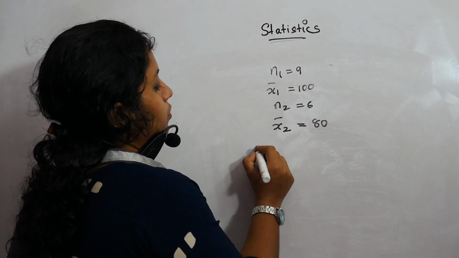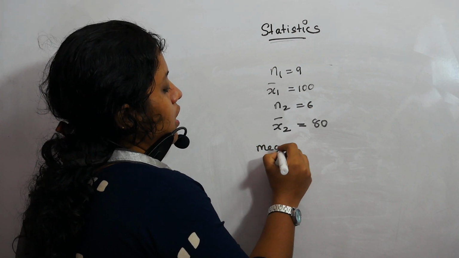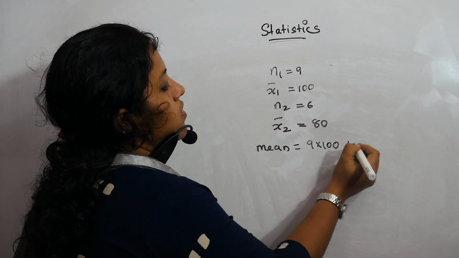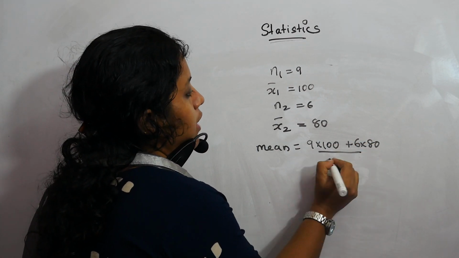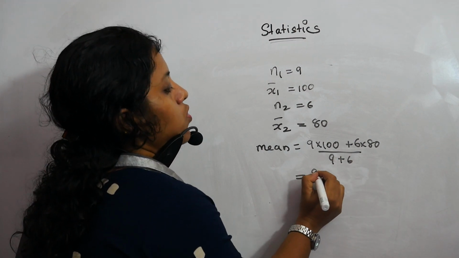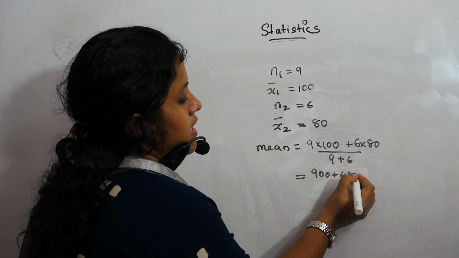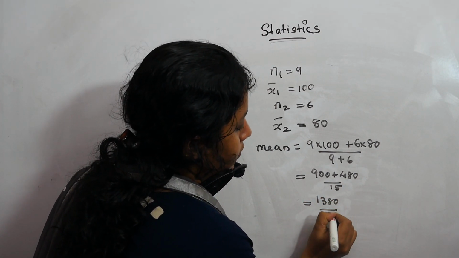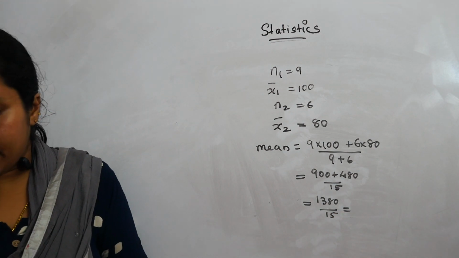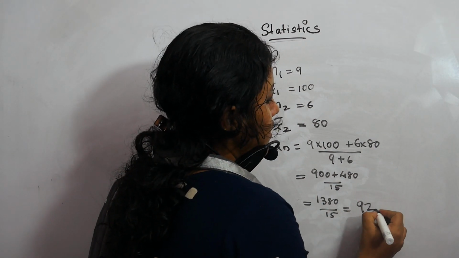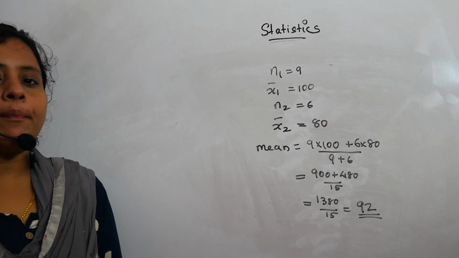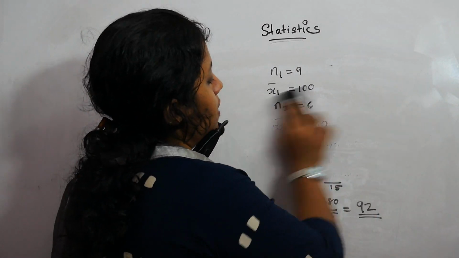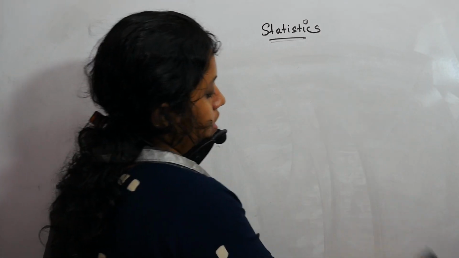So how can we write? Arithmetic mean is equal to n1 x1 bar, 9 into 100, plus 6 into 80, divided by 9 plus 6. So 900 plus 480 by 15, that is 1380 by 15. Once you do this, you will get 92. So this is how you do a problem based on combined mean. Understood?